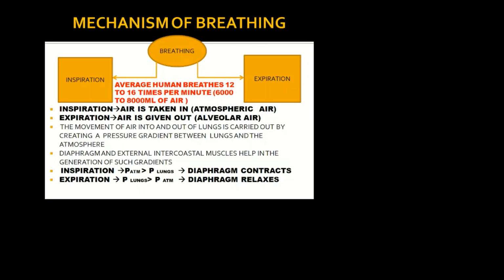Mechanism of breathing. Breathing has two parts: inspiration and expiration. The average human being breathes 12 to 16 times a minute, moving 6,000 to 8,000 ml of air in a minute. In inspiration, atmospheric air is taken in, and expiration is when alveolar air is given out. The diaphragm and intercostal muscles help in the generation of pressure gradients. The pressure gradients help in breathing.